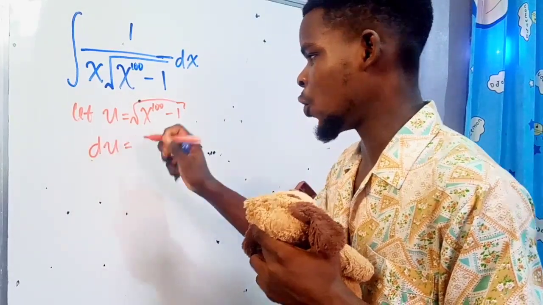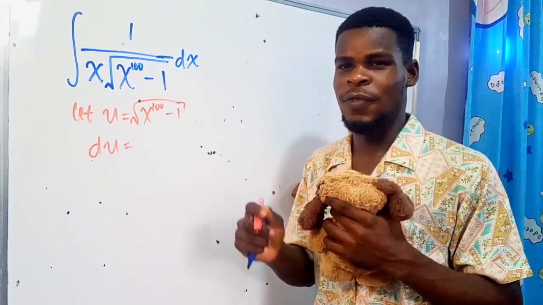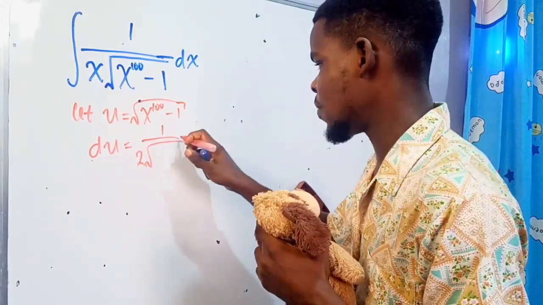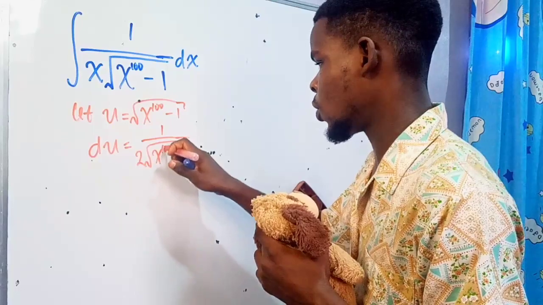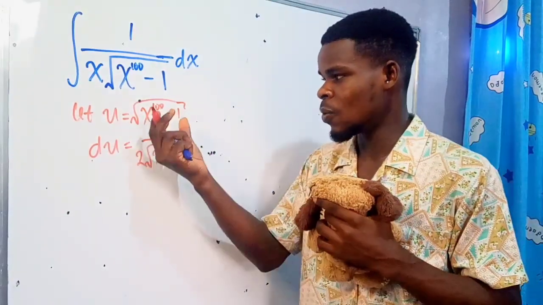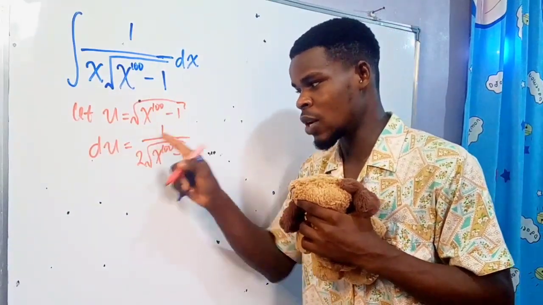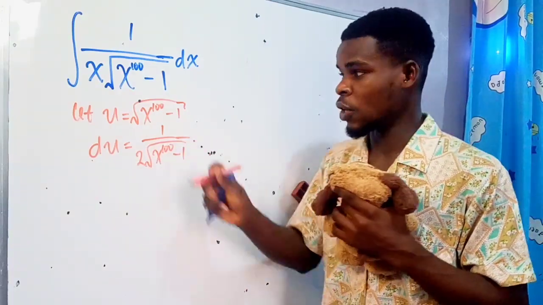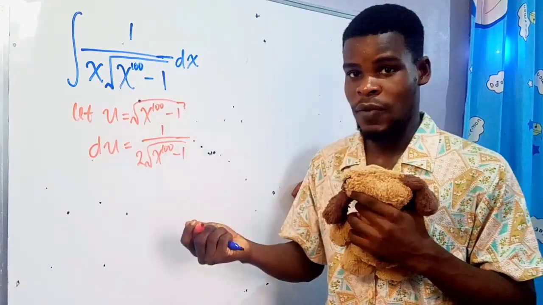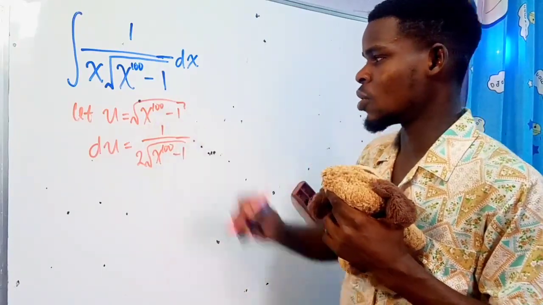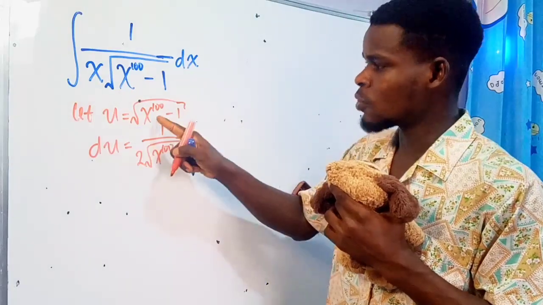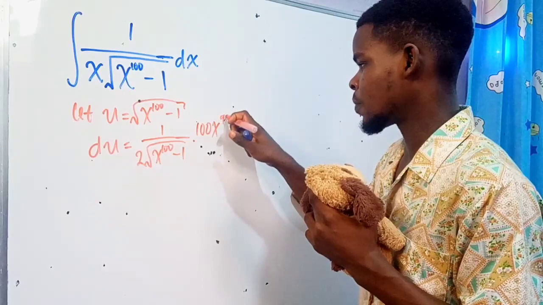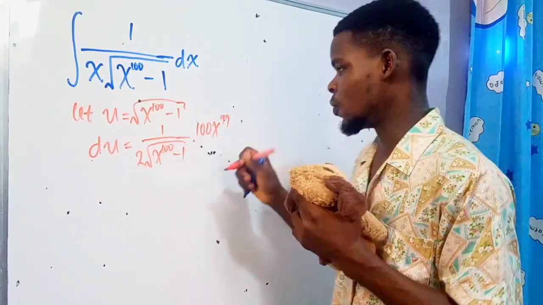So the derivative of u with respect to x will be, well, when you differentiate the square root of something, you have 1 over 2 times the square root of that same thing, that will be x raised to the power of 100 minus 1. Here we are going to use the chain rule, because inside this square root we have another function of x. So we differentiate x raised to the power of 100 minus 1. The derivative of x to the power of 100 will be 100 x raised to the power of 99, then minus 1, of course, we just leave it like that.